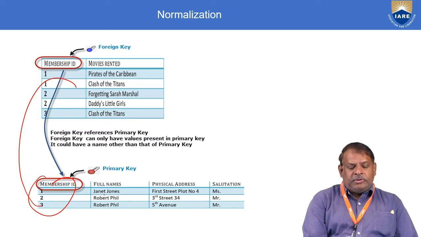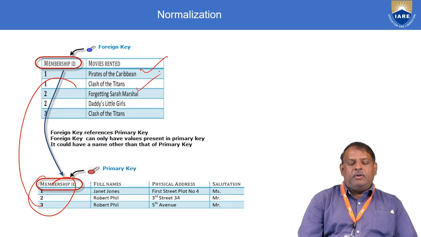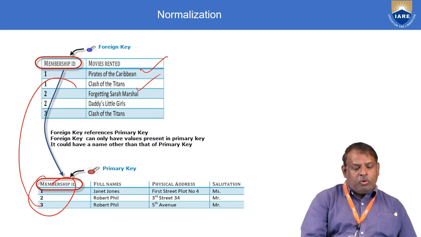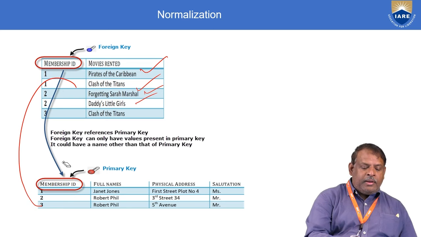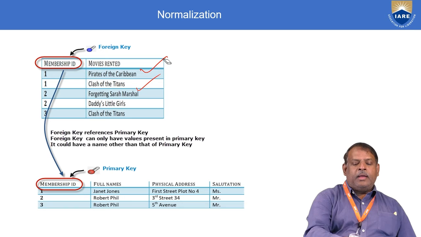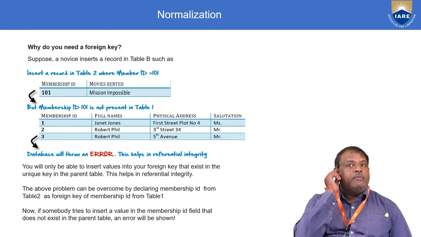So if you see, Jones has taken two movies, The Pirates of the Caribbean and Clash of Titans, whereas Robert Phil, who stays in 34th Street Avenue, has taken two movies once again. By this, we are able to join two tables using the foreign key and the primary key concept. Okay. Now, why do we need a foreign key?